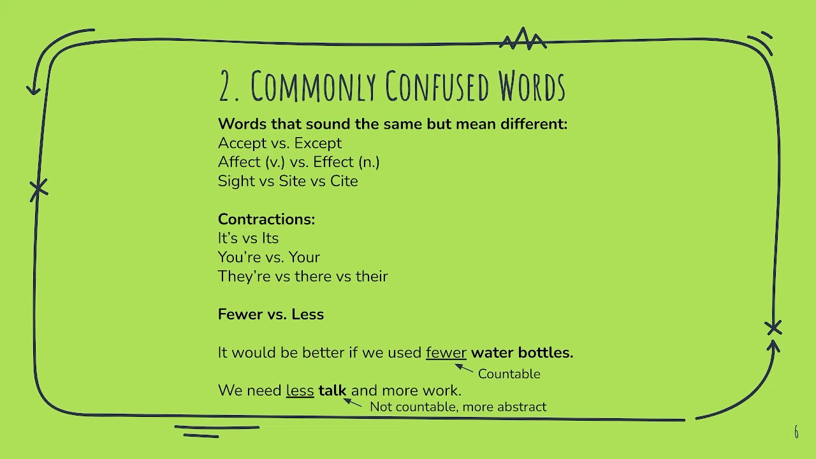Fewer vs less. Fewer is used when you can count the noun following after it. For example, it would be better if we use fewer water bottles. In this example, we can count how many water bottles there are. For example, we can say there are 8 water bottles or there are 100 water bottles. However, we use less when the noun that follows after is not countable and more abstract. For example, we need less talk and more work. We can't quantify talk. We can't say 1 talk, 2 talk, 3 talk.